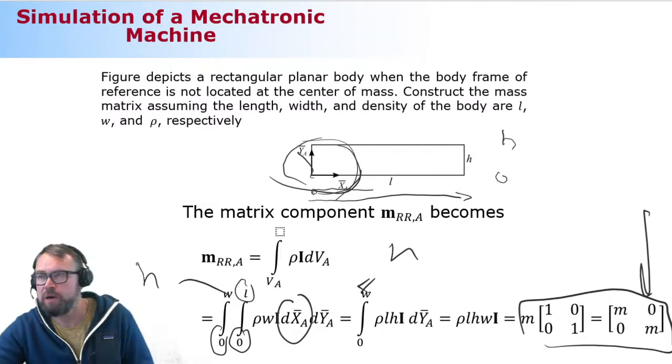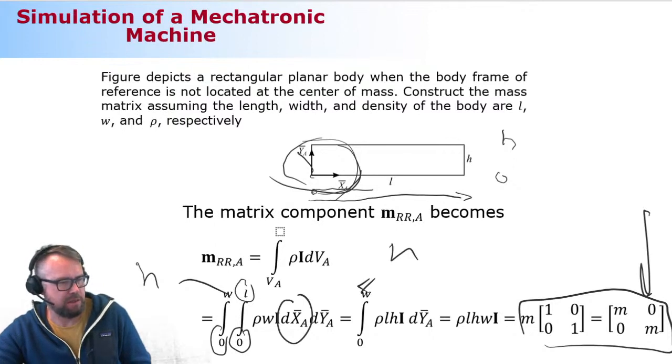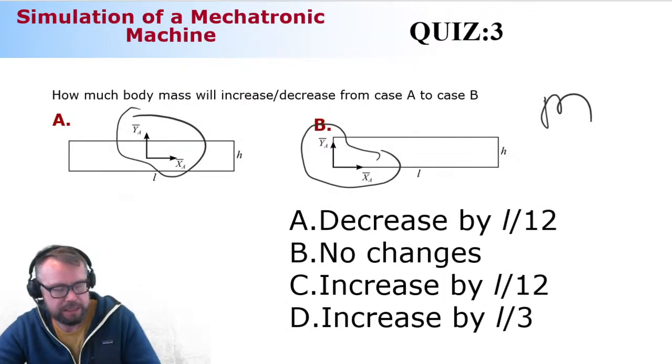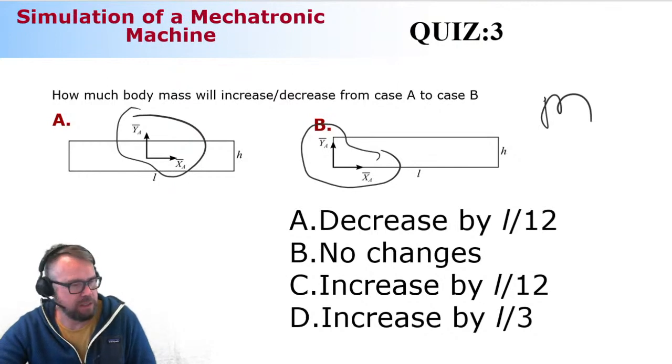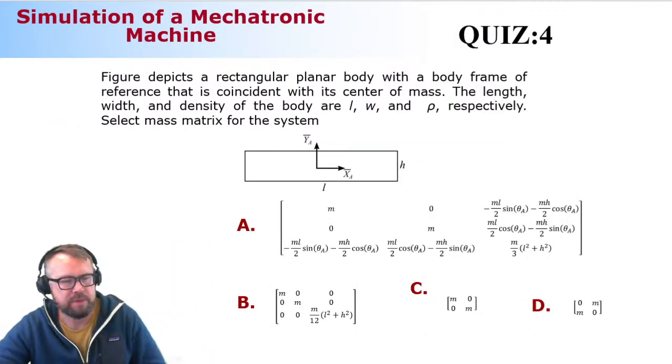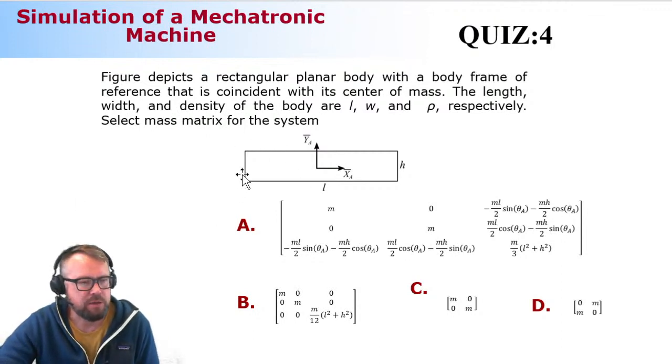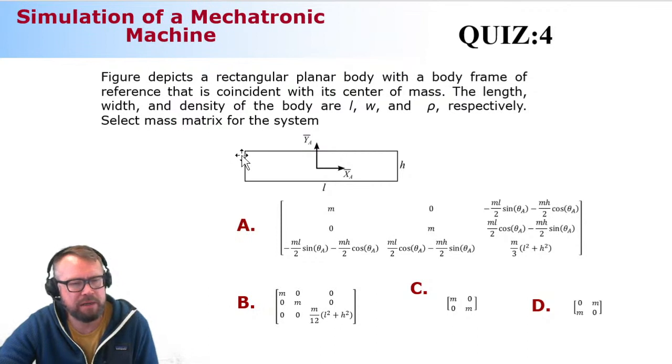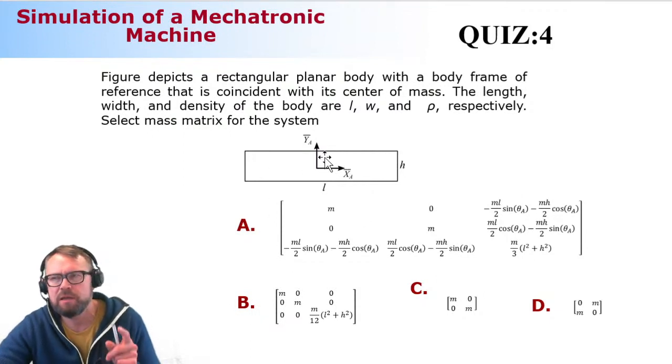I'm going back to my PowerPoint presentation here. All right, so that was my first in-class quiz, and my second in-class quiz is this. The figure shows a rectangular planar body, and these are the dimensions that are provided here. I'm asking which one of these mass matrices represents this particular configuration.